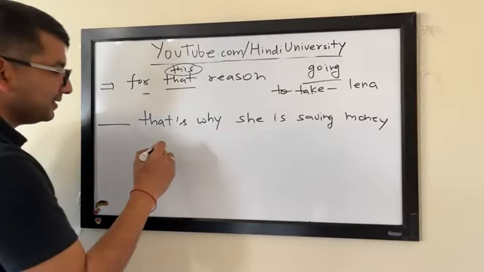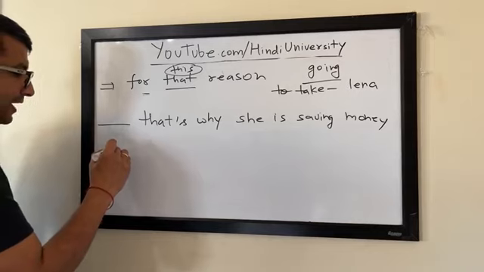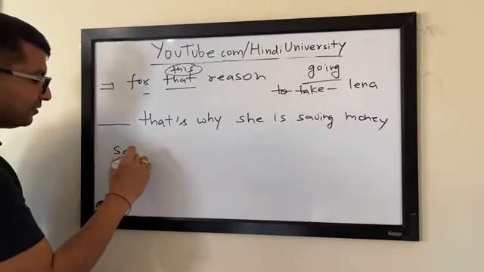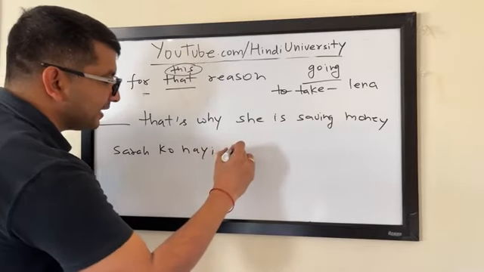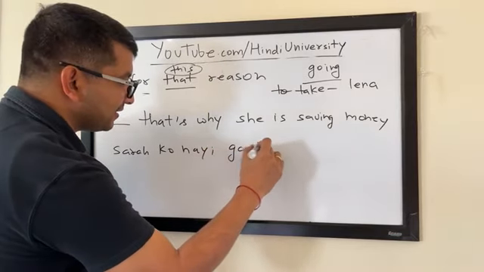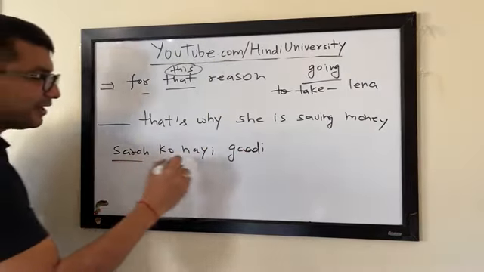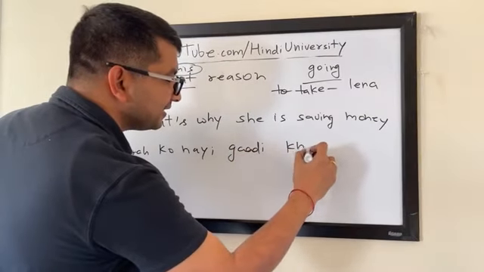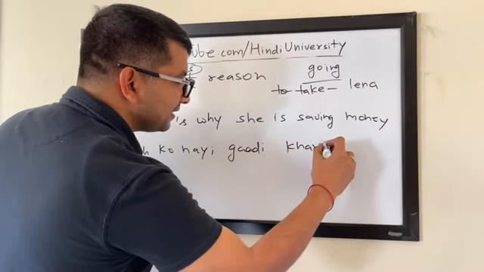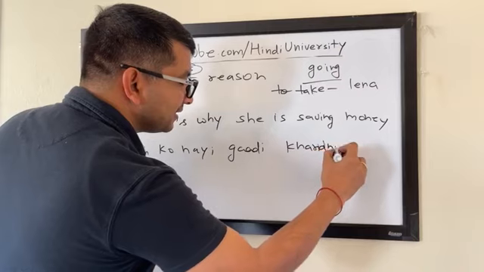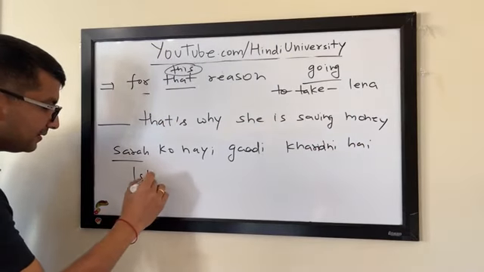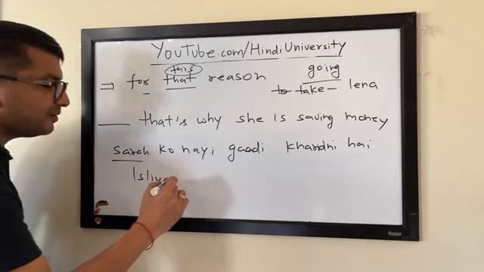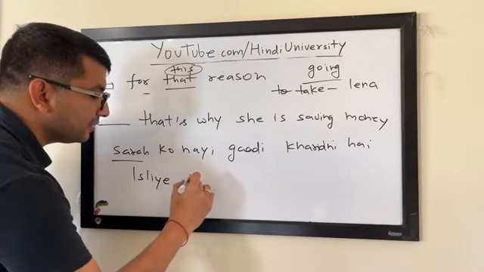Isko nayi gaadi khareedna chahiye. Okay. Or let's say Sarah ko nayi gaadi. No, I said is. Okay, Sarah ko nayi. Koi baat nahi. Yeah, ek hi baat hai. Sarah ko nayi gaadi khareedni hai, isliye wo paise, isliye she's saving money, isliye wo paise.